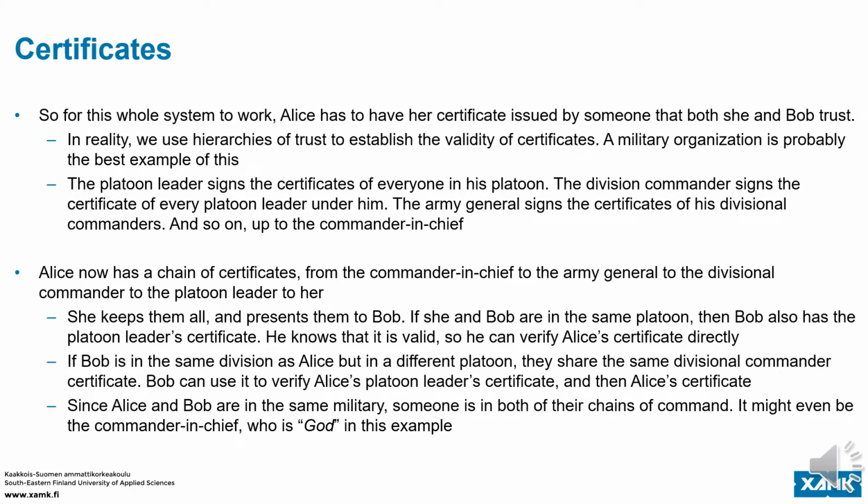If she and Bob are in the same platoon, then Bob also has the platoon leader's certificate. He knows that it is valid, so he can verify Alice's certificate directly. If Bob is in the same division as Alice but in a different platoon, they share the same divisional commander certificate. Bob can use it to verify Alice's platoon leader's certificate and then Alice's certificate. Since Alice and Bob are in the same military, someone is in both of their chains of command. It might even be the commander-in-chief, who is God in this example.